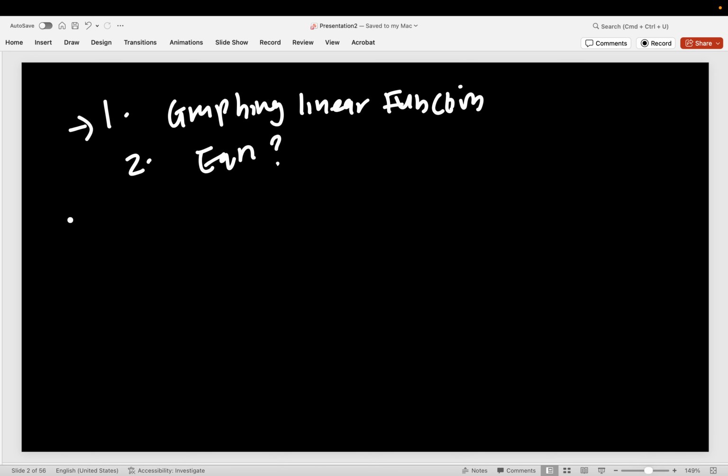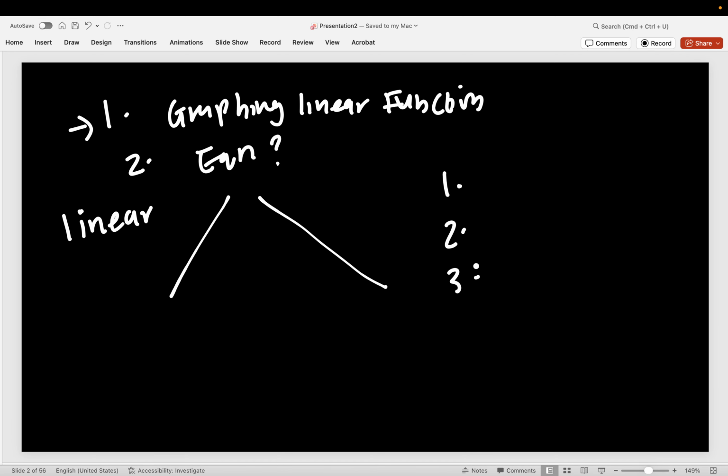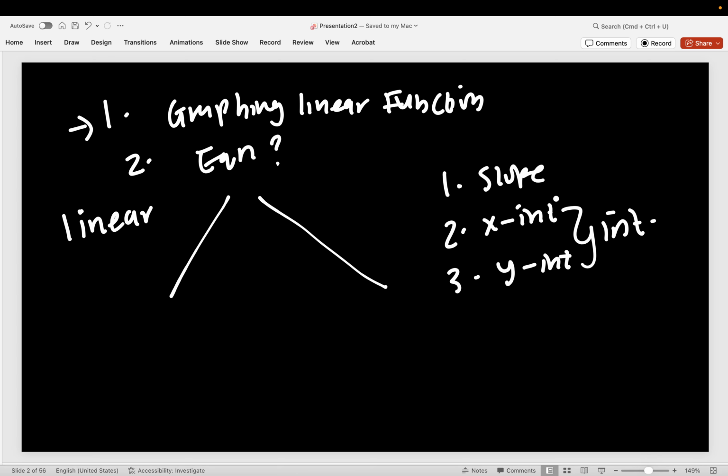The graph of a linear function, the "linear" kind of gives it away, is a straight line, which could have a positive slope or a negative slope, but it's always a straight line. Before we get into graphing it, let's talk about three things we need in order to graph a linear function. We need to know the slope, the x-intercept, and the y-intercept. So we need to understand intercepts, and we need to understand slope. Let's first start with intercepts.